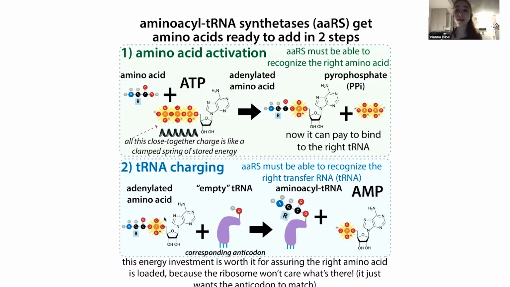And so this is an example of how we can harness that energy from ATP in order to make sure that this reaction goes right.